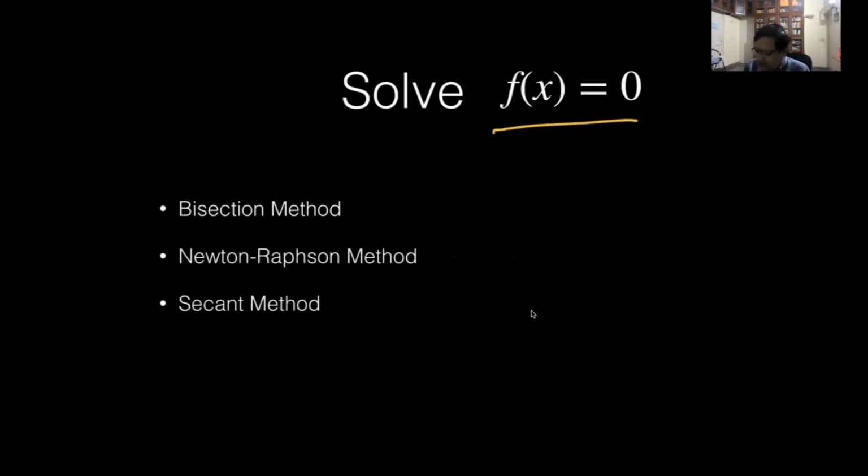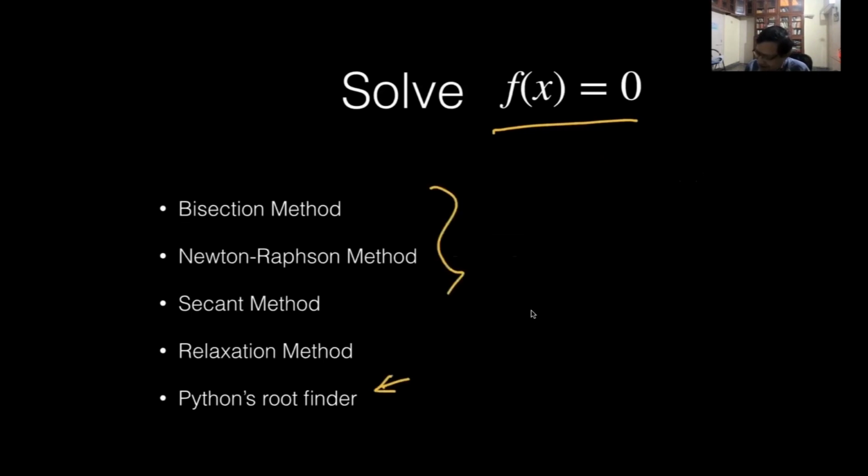So the idea is to solve the equation f(x) equal to 0. Now we'll cover quite a few methods: the bisection method, also called the midpoint method, Newton's method, the secant method, the relaxation method, and Python's root finder. Here I will cover the algorithms, but you can also use one of the Python functions.